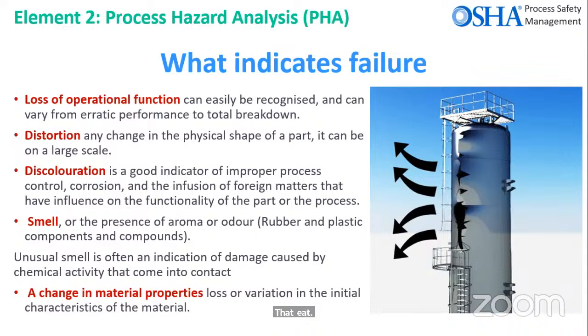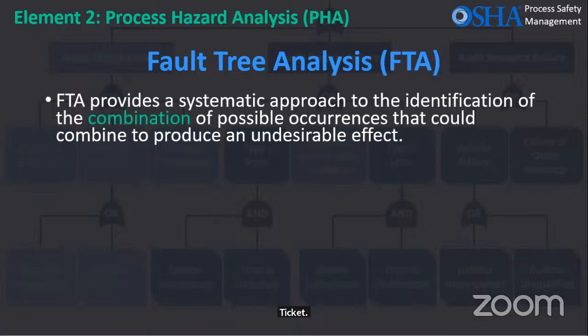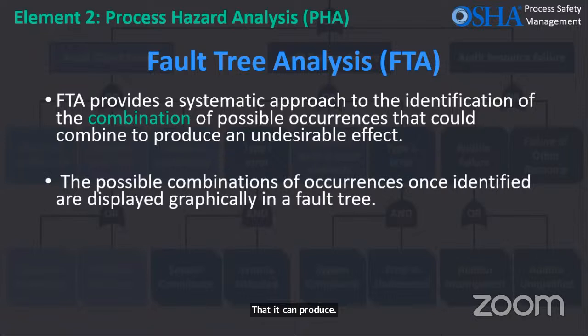FMEA uses these indicators to start analyzing what happened to your process. The fault tree analysis is one of my lovely and beloved analysis techniques. Fault tree analysis provides a systematic approach to the identification of the combination of possible occurrences that could combine to produce an undesirable effect. You list all your possible occurrences that can be combined and produce an undesirable effect. You use the occurrences and the effects that they can produce to form the fault tree analysis.